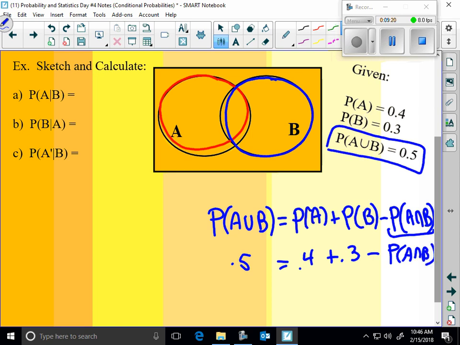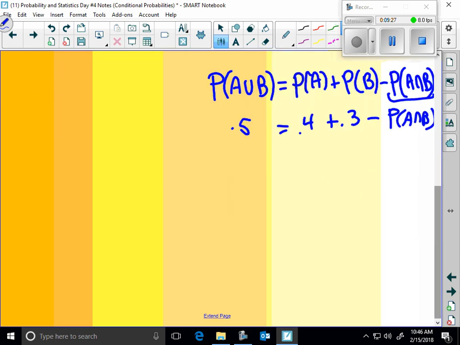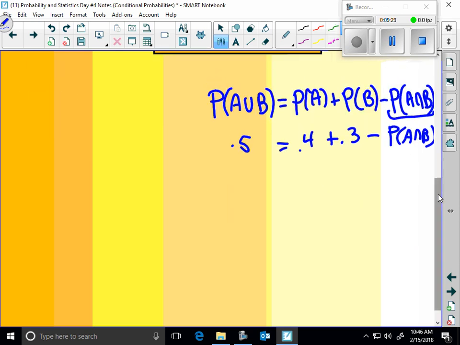Simple algebra from there will help us to find probability of A and B, because that's the key to this problem. I need to know that so I can separate into the different partitions in the Venn diagram. So what would I do? I'd bring the probability of A and B over here, make it positive, and then take this 0.7 here and subtract 0.5, so it looks like I get 0.2.